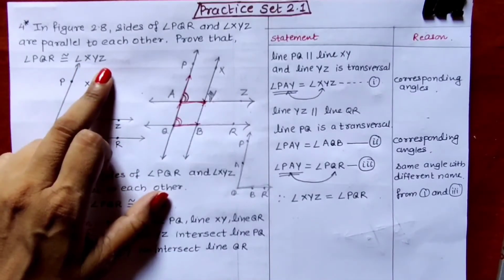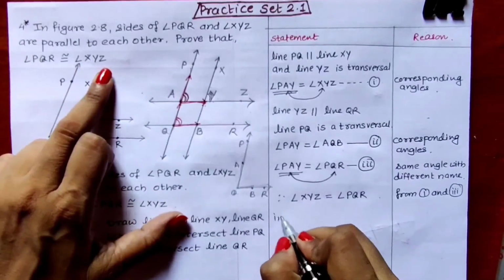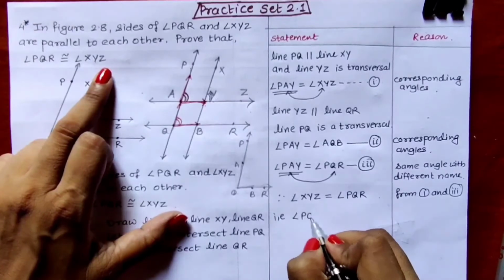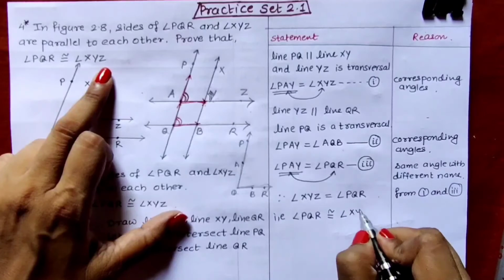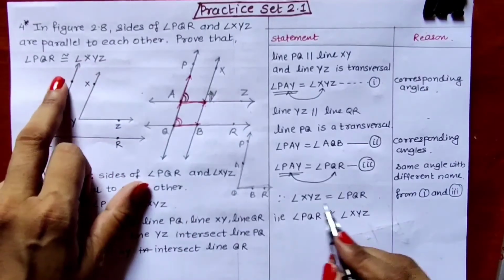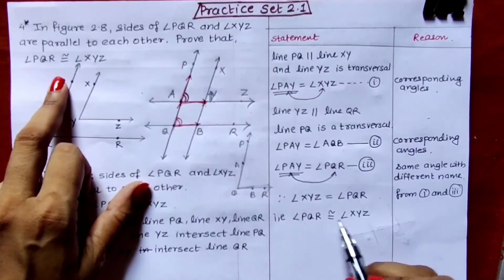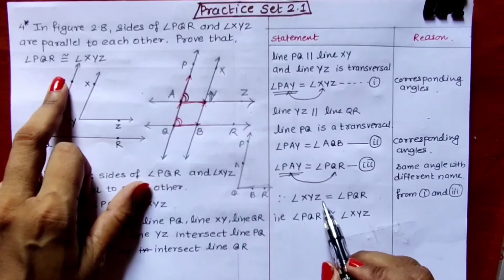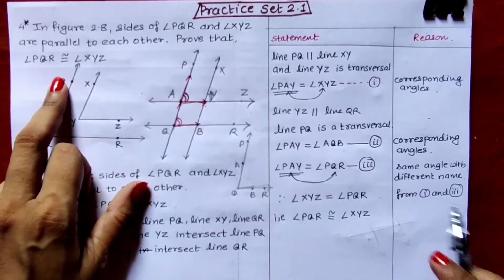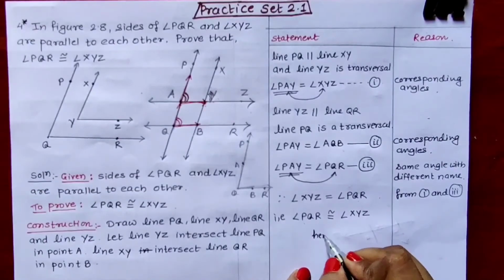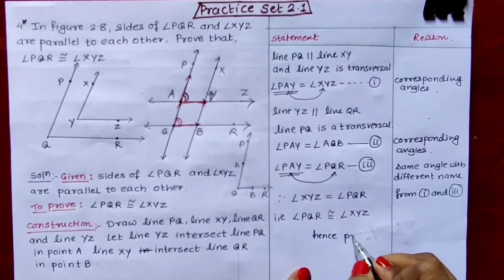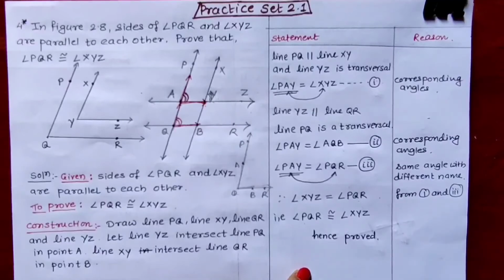Okay, that means angle PQR is congruent with angle XYZ. XYZ is equal to PQR means what? PQR is congruent with XYZ or XYZ is congruent with PQR. Hence proved. Here we should write hence proved. In this way we will have to write the proof always.